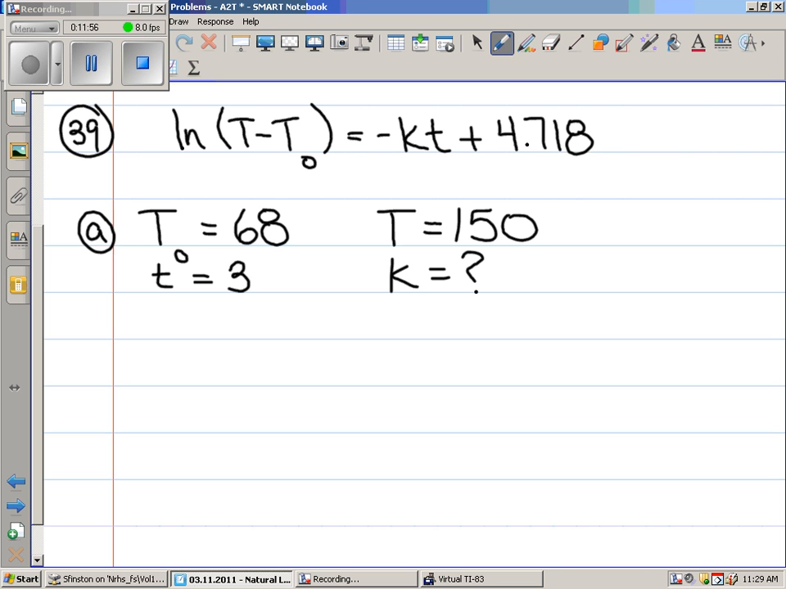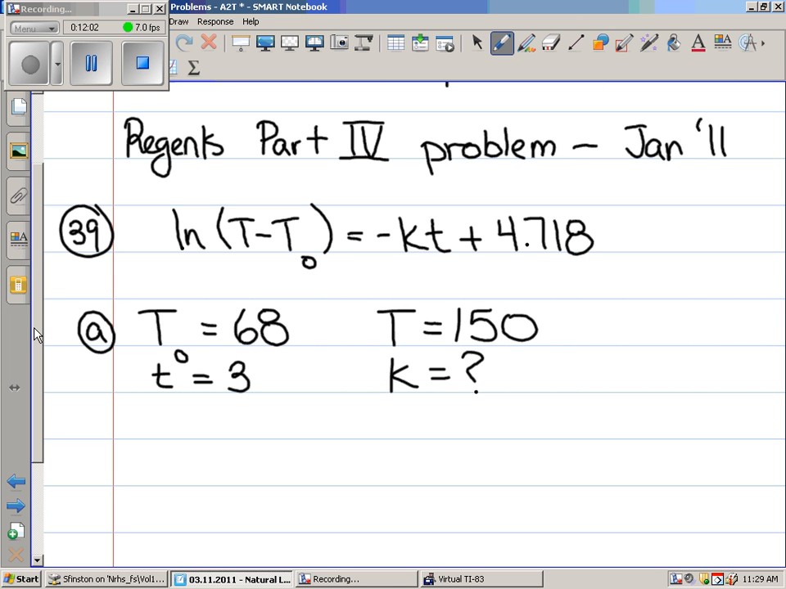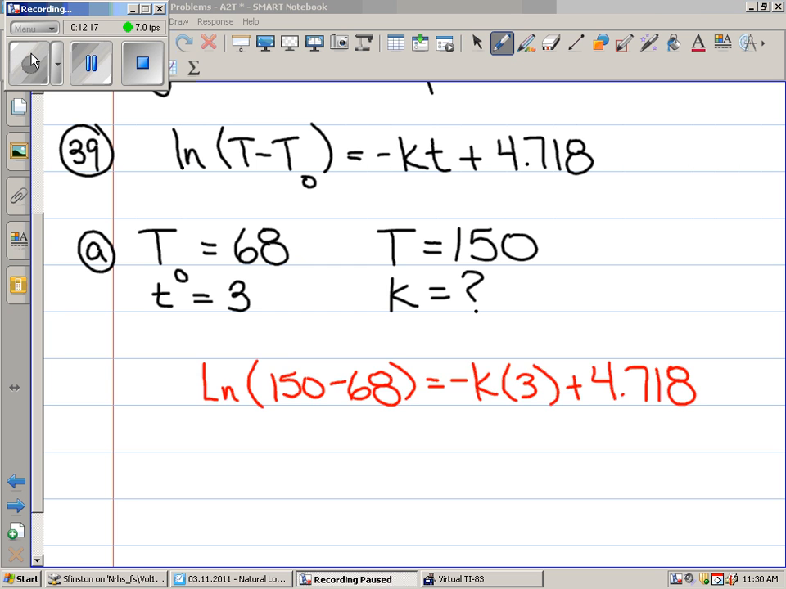For anybody that doesn't have the sheet in front of them, you could print it out off regentsprep.org. We just took down notes about the variables, and now we're going to solve it. We're literally going to plug them into the equation that was given. Plugged it in. Now we're just going to simplify a little bit. 150 minus 68 is 82.